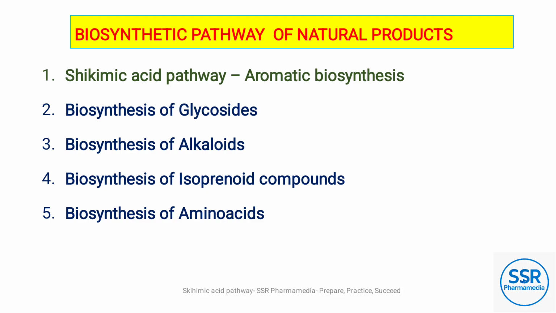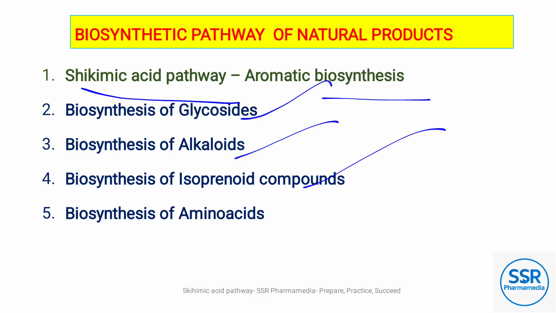So in the biosynthetic pathway of natural products, today we are going to discuss only the Shikimic acid pathway, that is, aromatic biosynthesis, which we are going to cover in this video. In future videos we are going to cover biosynthesis of glycosides, alkaloids, isoprenoid compounds, and amino acids. So today we will cover the first one, the Shikimic acid pathway, in that aromatic biosynthesis.